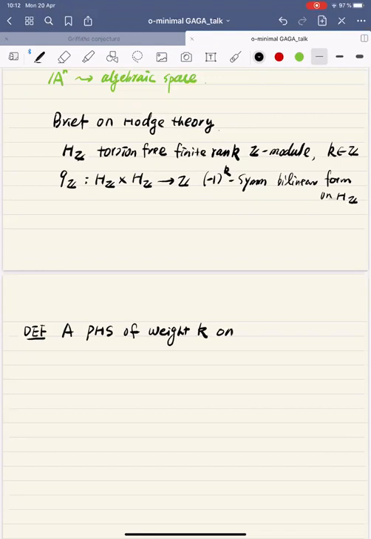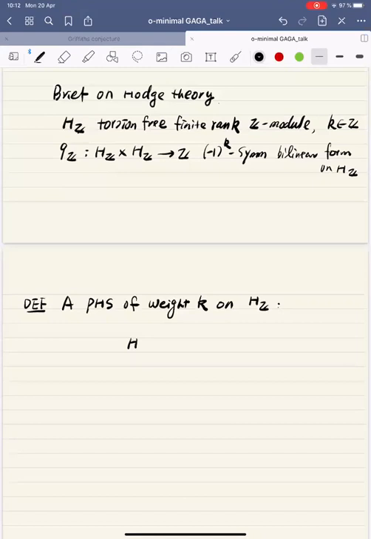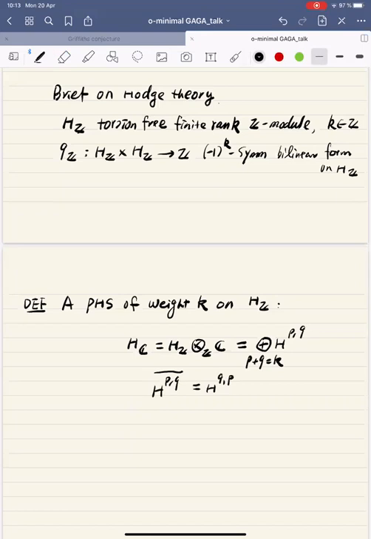Once we change the base of H_Z to C, we can decompose this as a direct sum of H^(p,q) pieces and satisfy the following condition. The complex conjugate of H^(p,q) is H^(q,p). Here the complex conjugate is with respect to the real structure.